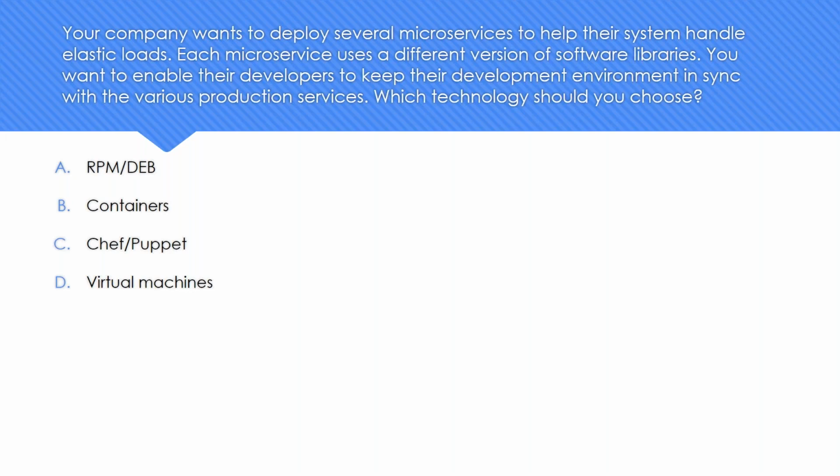Your company wants to have several microservices to help their system handle elastic load. Each microservice uses different versions of software libraries: one using Python 2, one using Python 3.6, one using Python 3.9. You want to enable their developers to keep their development environment in sync with the production service. The standard dialog, it works in my system, not in your production system. That should be avoided. Which technology should you use?